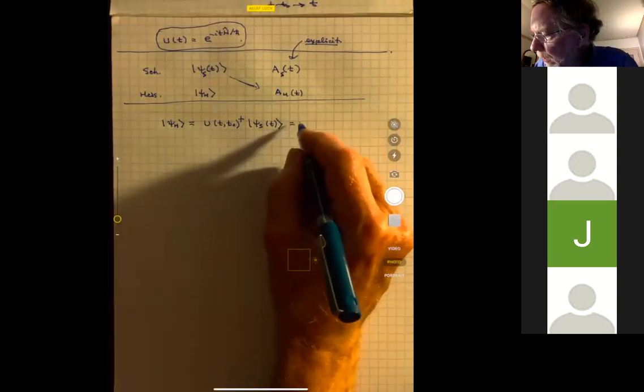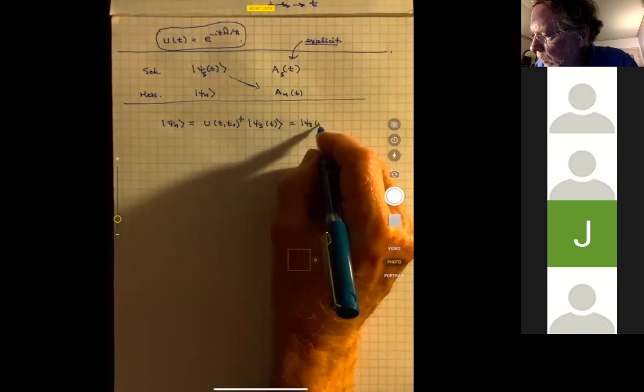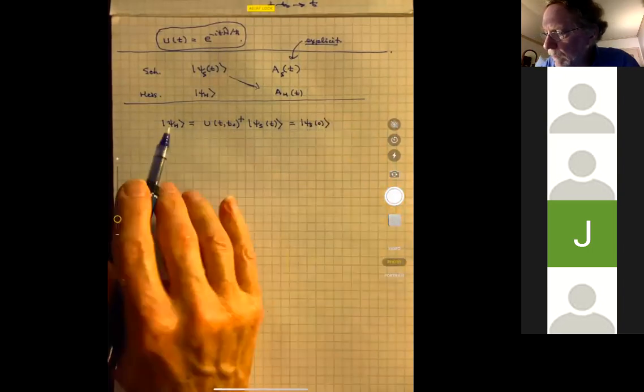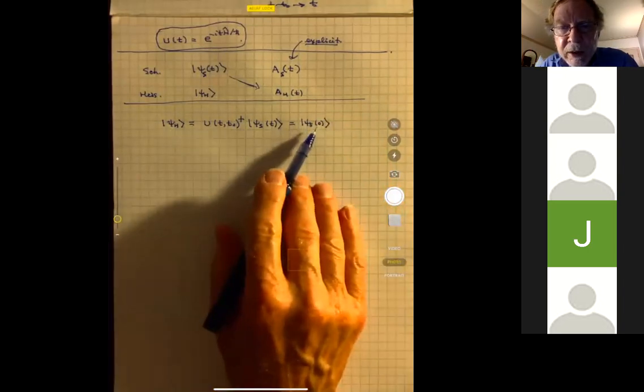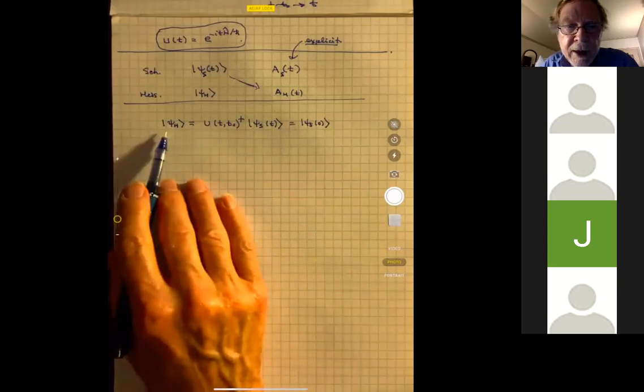So this is the same thing as psi Schrödinger evaluated at the initial time. The state vector in the Heisenberg picture is the same as the Schrödinger vector at the initial time. And therefore, this Heisenberg vector does not depend on time, it's constant.